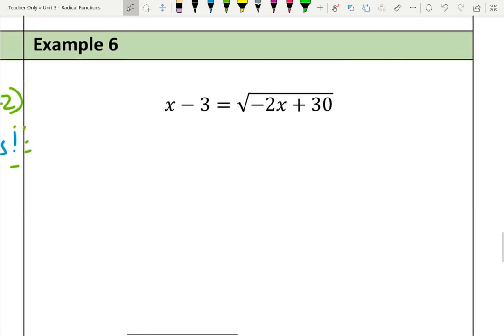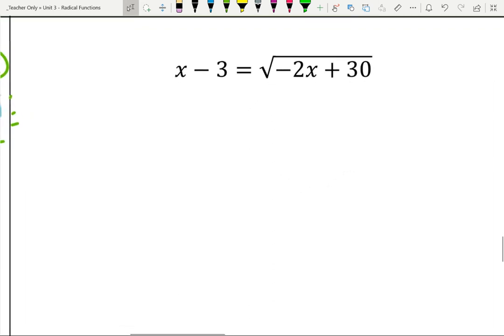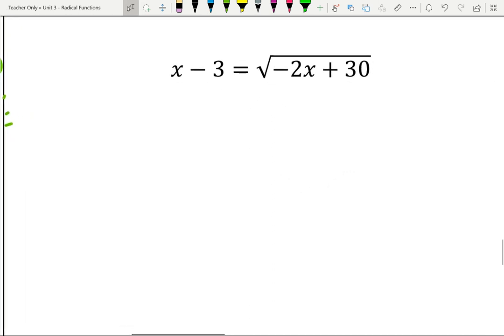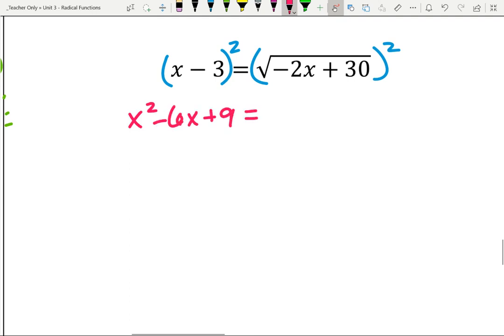Last example together before you start to do some examples on your own on your practice assignment. Example 6 is going to look really similar to example 5, but I think the practice is helpful. So starting by squaring both sides because of that square root, and when we square that left-hand side, we're going to get x squared minus 6x plus 9. Remember, you can use double distribution or the box method if we need a reminder there. And on the right-hand side, our radicand, negative 2x plus 30.